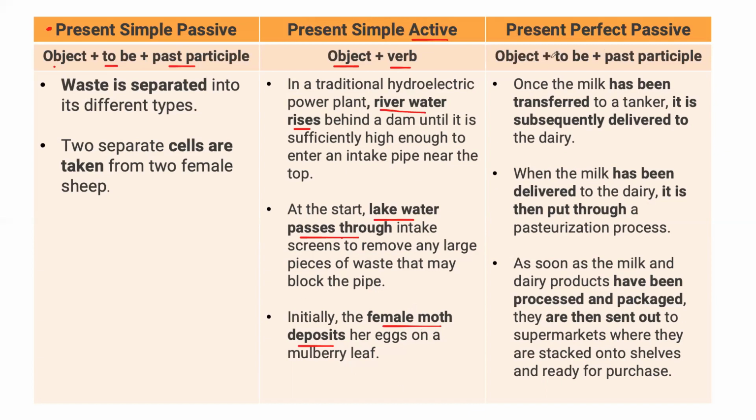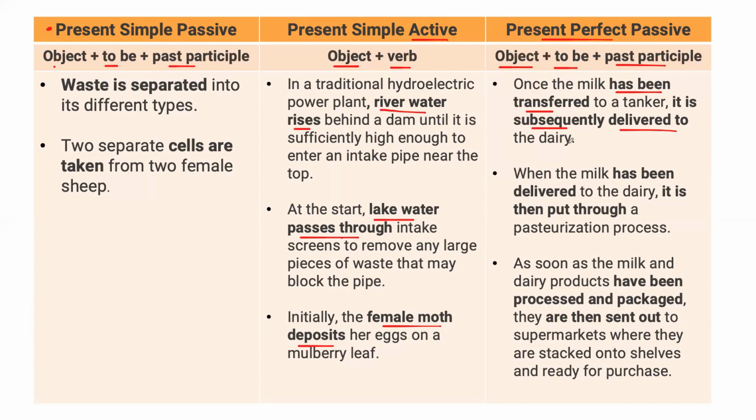Perhaps the most complex is the present perfect passive. This is object, to be, and the past participle. However, the to be must be in the present perfect. So I'll show you an example. It says, once the milk has been transferred to a tanker, it is subsequently delivered to the dairy. Now, since we have milk, which is third person, it is has been transferred. This would be the to be in the present perfect form.